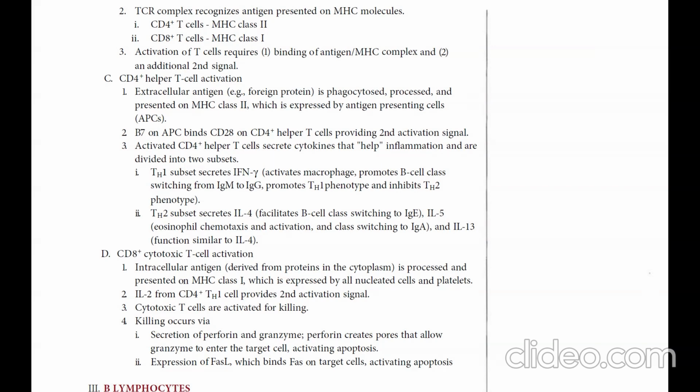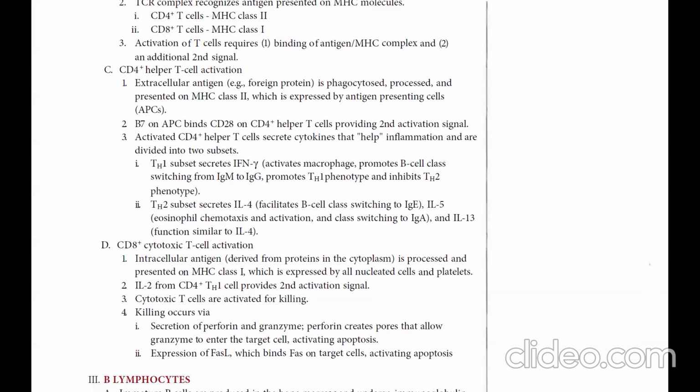Killing occurs via secretion of perforin and granzyme. Perforin creates pores that allow granzyme to enter the target cell and activate apoptosis. Expression of Fas ligand, which binds to Fas on the target cell, also activates apoptosis.